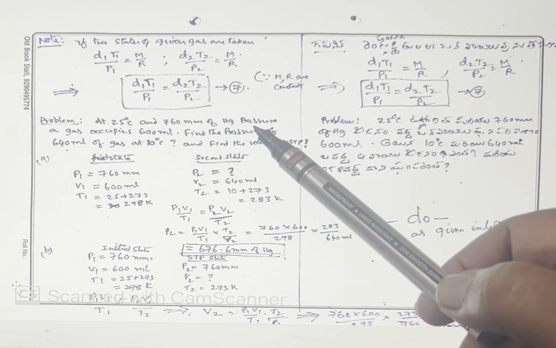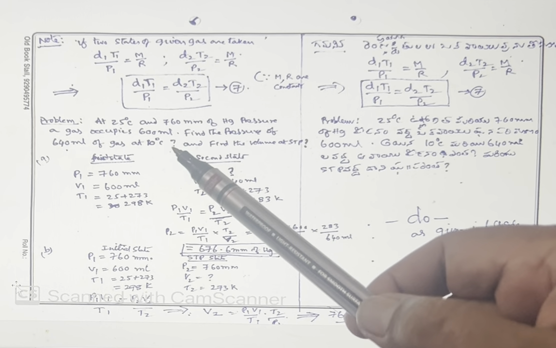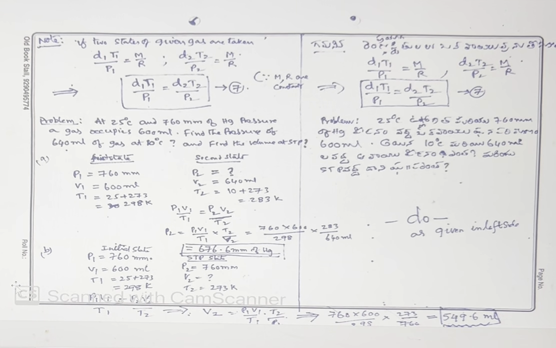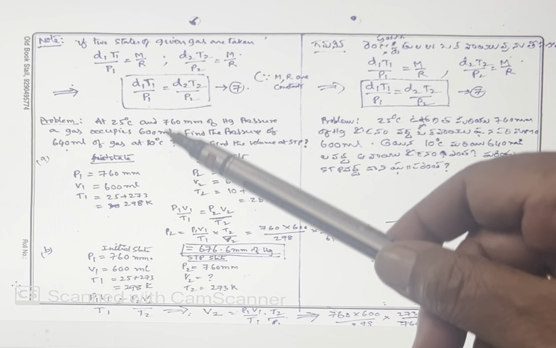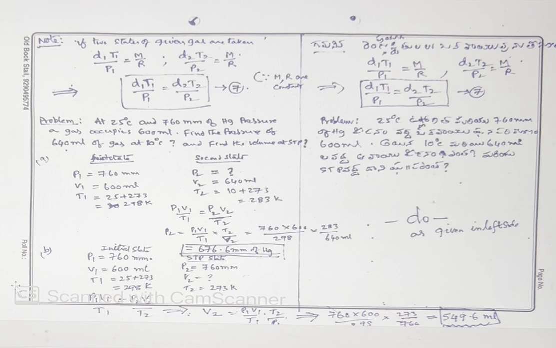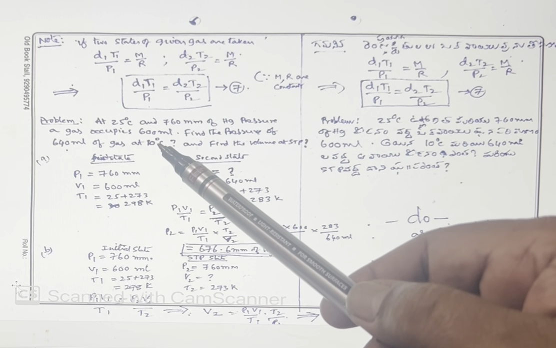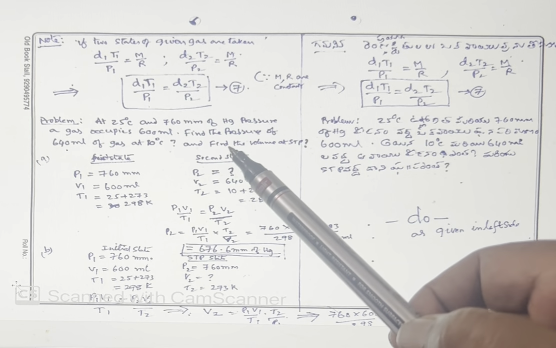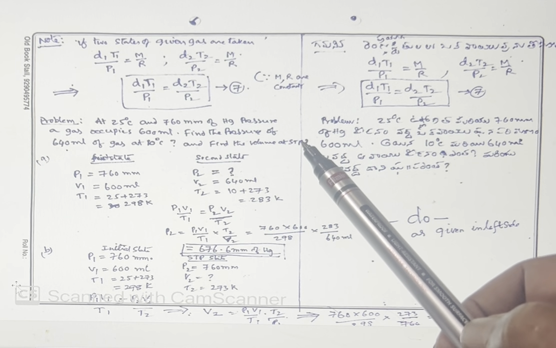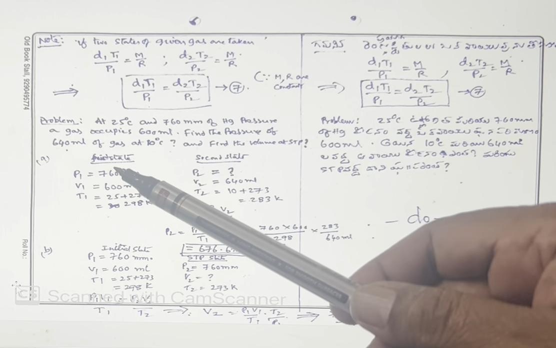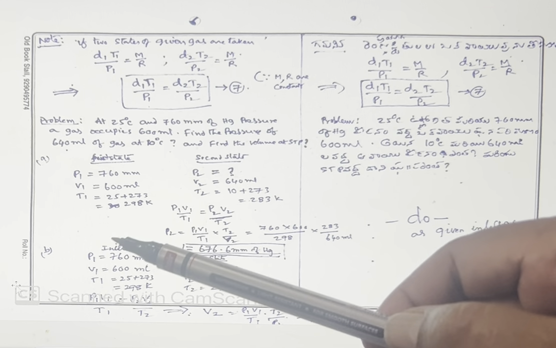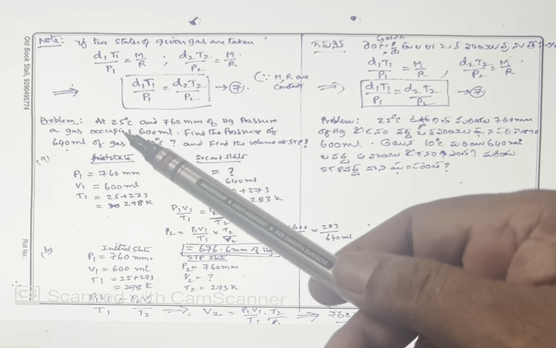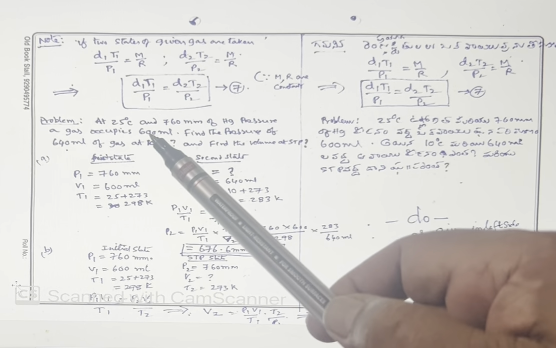He is asking for the pressure. So, this is one question, and there is another question: find the volume at STP also. There are two problems involved in the given problem. First, at 10 degree centigrade and 640 ml, the pressure should be calculated. In the second problem, you have to find the volume at STP. Let us see how these two problems, A and B, can be solved. So, first state: P1 is equal to 760, V1 is equal to 600 ml.